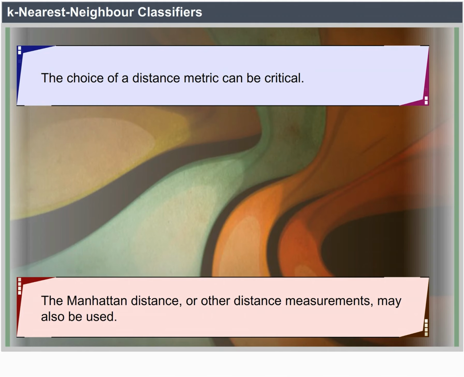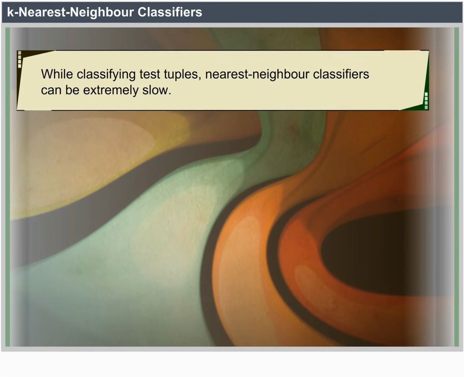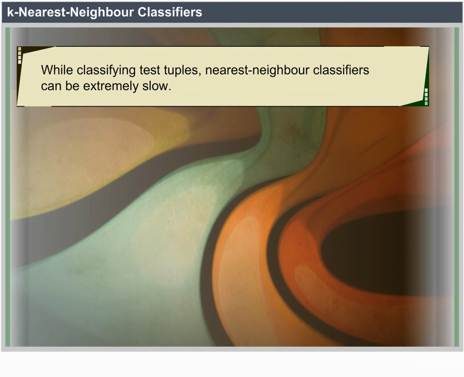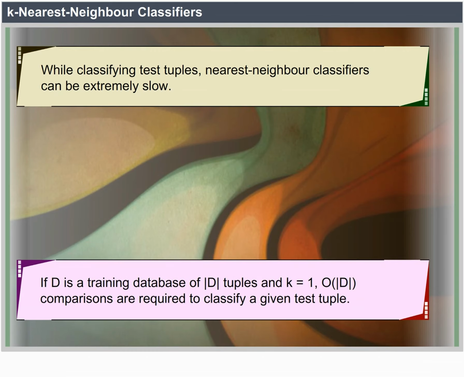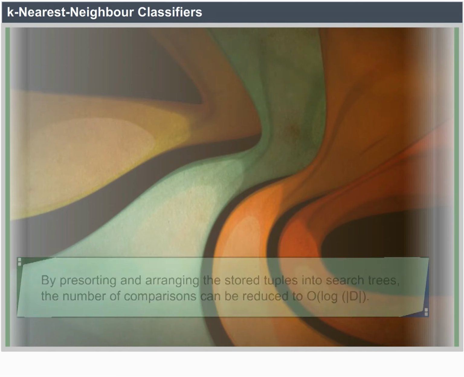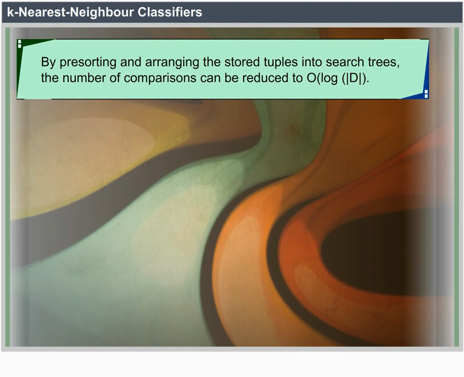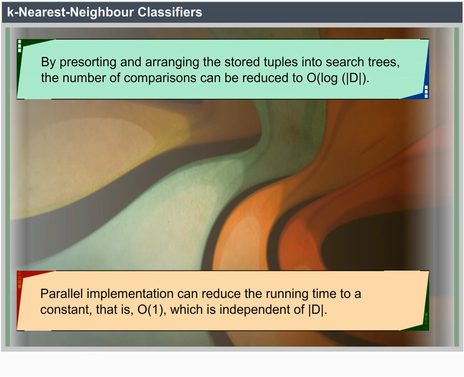Nearest neighbor classifiers can be extremely slow when classifying test tuples. If D is a training database of |D| tuples and k equals 1, then O(|D|) comparisons are required to classify a given test tuple. By pre-sorting and arranging the stored tuples into search trees, the number of comparisons can be reduced to O(log |D|). Parallel implementation can reduce the running time to a constant, that is O(1), which is independent of |D|.